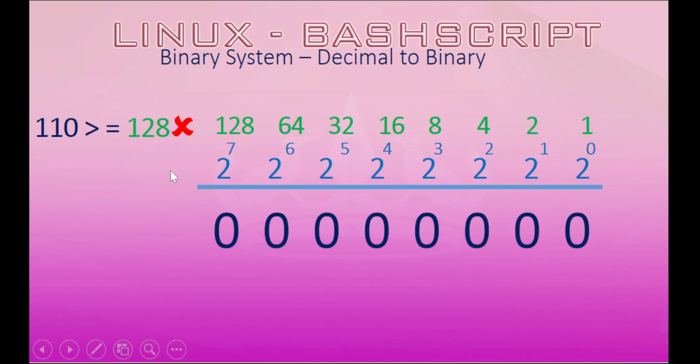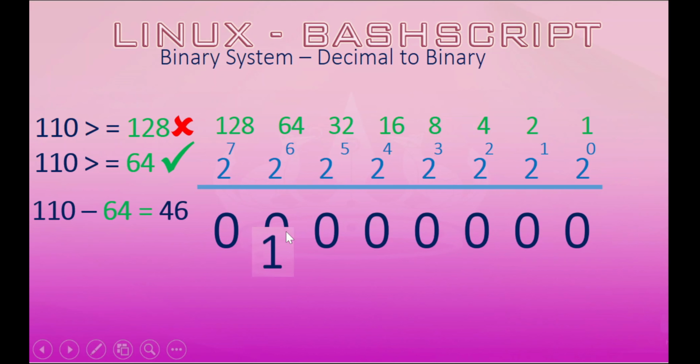Alright, so 110, again, it is not greater than or equal to 128, so we place 0 below 128. 110 is greater than or equal to 64, correct? So we can subtract 64 out of 110, you get 46, and you need to place 1 underneath 64. 46 is greater than 32, right? It is correct. So we can do 46 minus 32, and of course under 32 I need to place a 1. I need to flip the bit, which is by default 0 if you will, to 1.